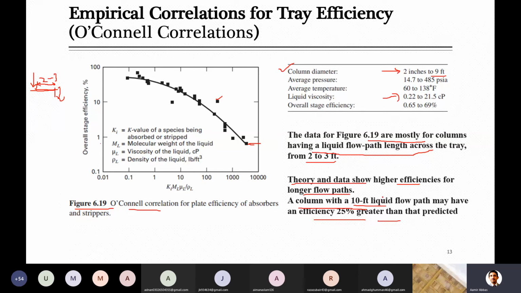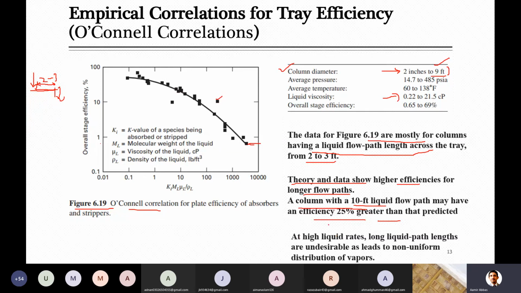So that was one of the limitations of this method. Because they considered a maximum column diameter of 9 feet, if the column diameter is higher than this, then the flow path can increase, and in that case the efficiency predicted by this method cannot be that good. Actually, the real efficiency will be higher as compared to the calculated one. So here one example is mentioned.